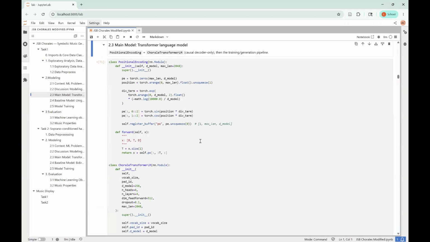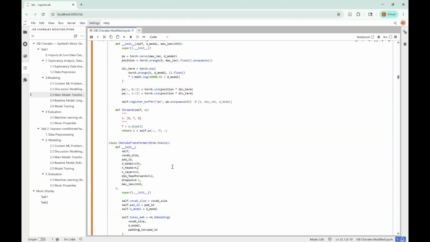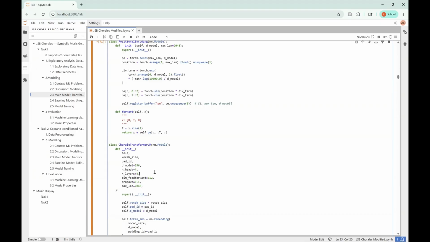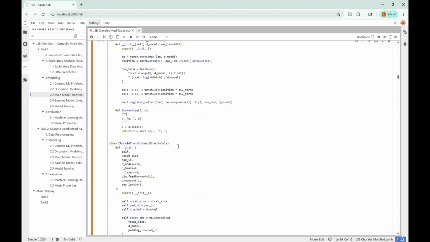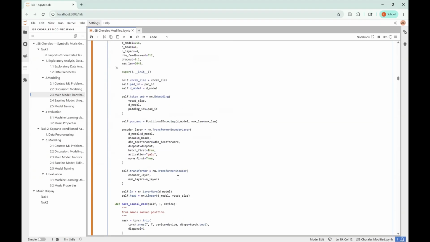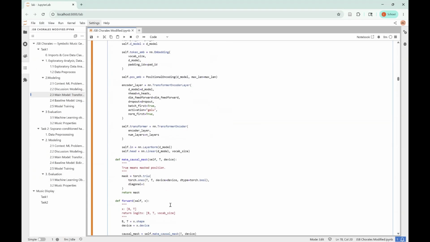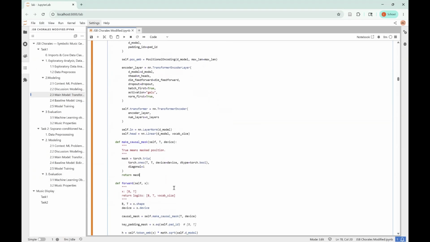In our notebook, the transformer uses 256-dimensional embeddings, four attention heads, and 4 layers. We also use positional encoding so the model knows the order of the chords. Since this is a generation task, we apply a causal mask so the model can only look at previous chords and not the future ones.